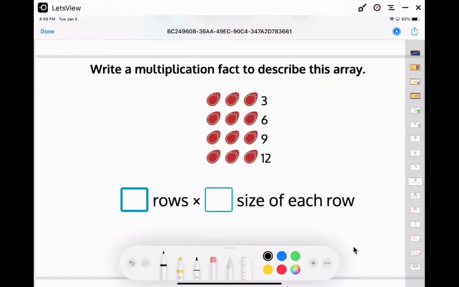So let's write our multiplication fact that describes this array. Let's start with the number of rows. In your Nearpod, remind me again, how many rows do we have? Great job. We have 4 rows. Now, in your Nearpod, tell me the size of each row. How many seeds are in each row? That's right. There are 3 seeds in each row.